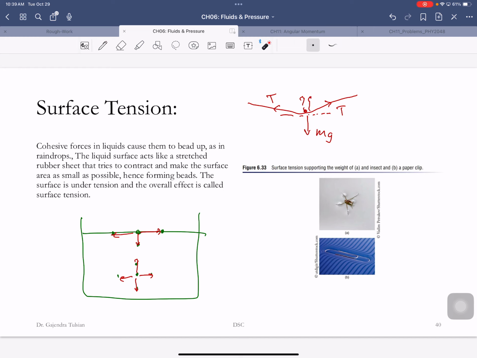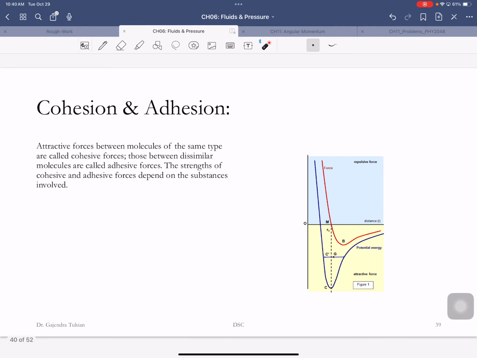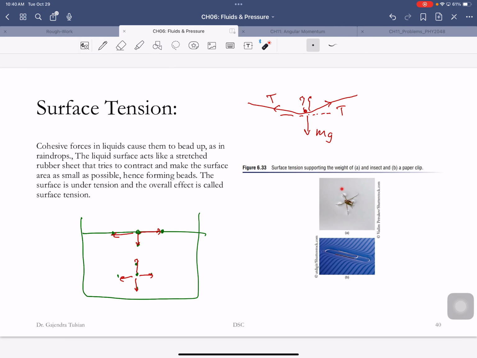Okay, so that's surface tension, because there's an unbalanced force on every molecule on the surface. Okay? And so all surfaces are under tension. If you want to sink, you have to break the surface and get inside the water, and then you'll sink. Okay? All right, so this is what we're going to learn next time.